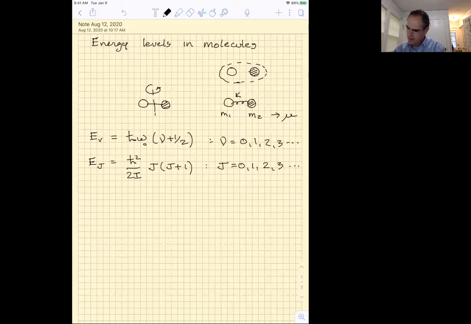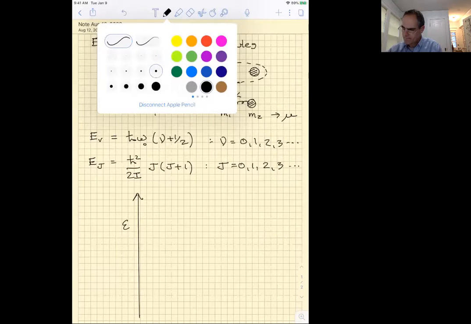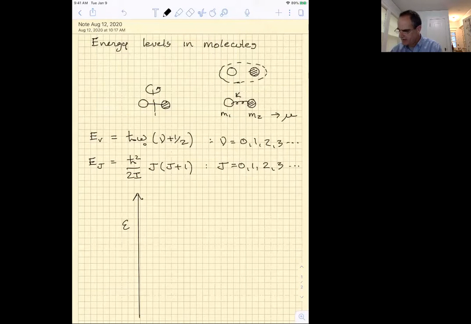And the total energy would be the sum of these. And something we want to keep in mind is how this looks. Let me make a diagram here, and please bear with me. It'll take me a moment to make it. Typically, the spacing between the vibrational energies is much larger than the spacing between rotational states. And so the energy states look like this.